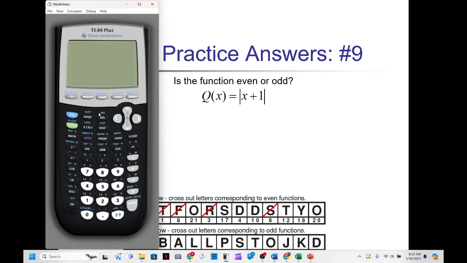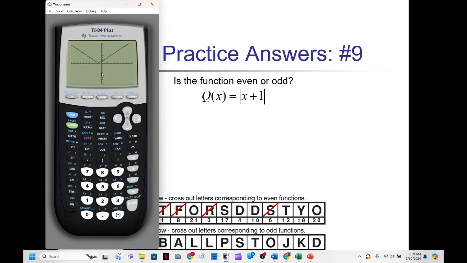So on my grapher, I'm going to go to y equals, and I'll just clear out whatever is already in there. And to get absolute value, one way you can do it is math, and then if you arrow over to number, absolute value, there we go. And then x plus 1 is what I'm entering there. And I'll just do zoom 6, standard window. So there's what that looks like.